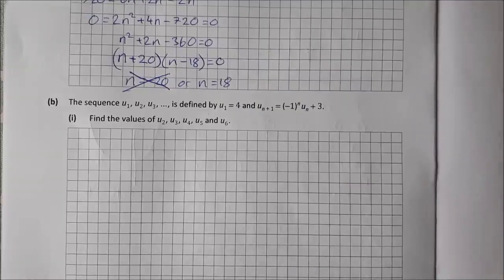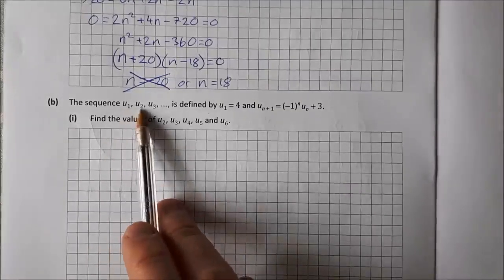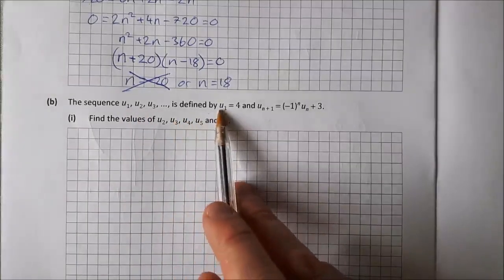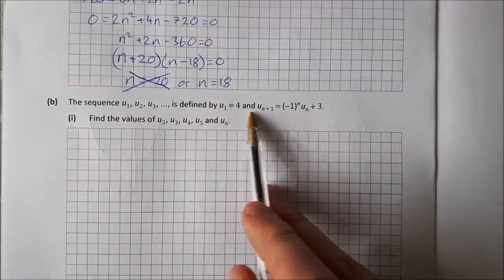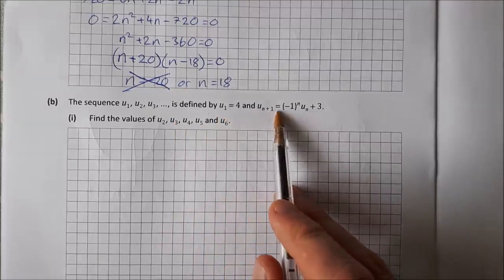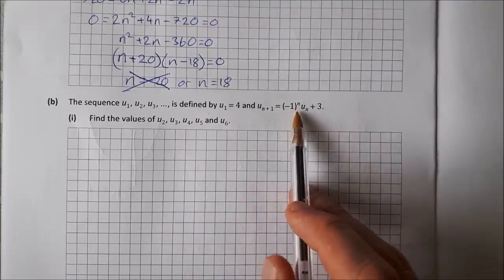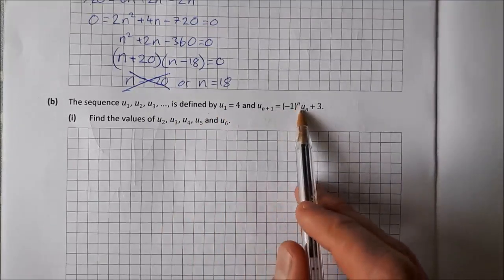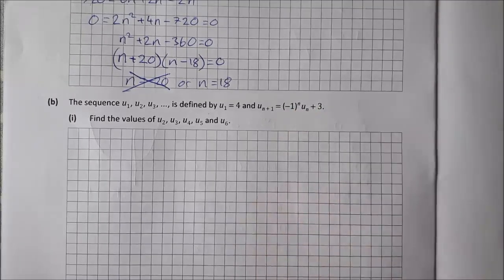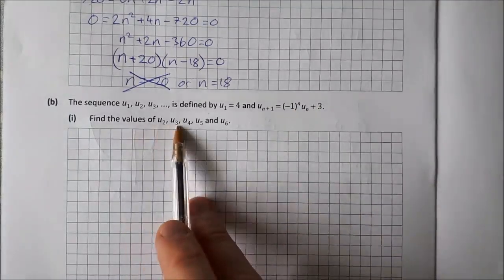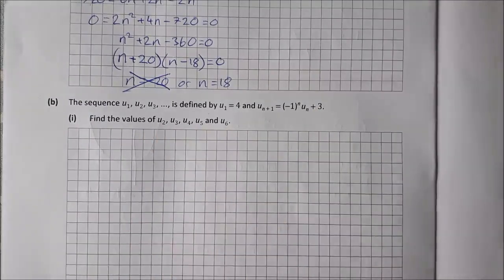Okay, part B. The sequence u1, u2, u3 is defined by u1 is equal to 4 and u of n plus 1 is equal to minus 1 to the power of n times u of n plus 3. Find the values of u2, u3, u4, u5 and u6.